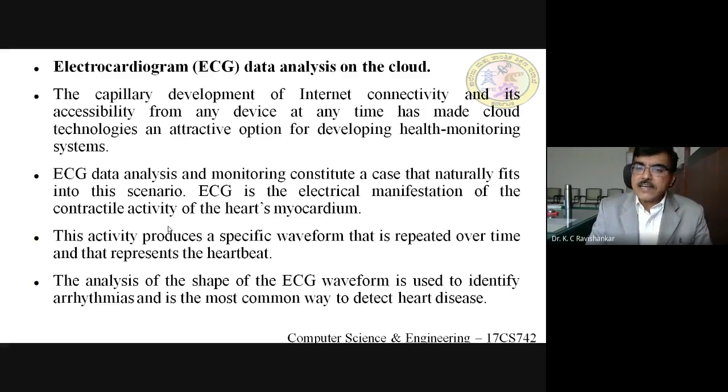ECG is the electrical manifestation of the contractile activity of the heart's myocardium. This activity produces a specific waveform. That is how ECG is done. It is related to the medical field.